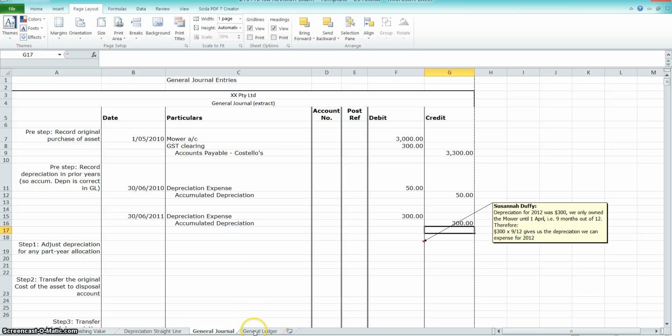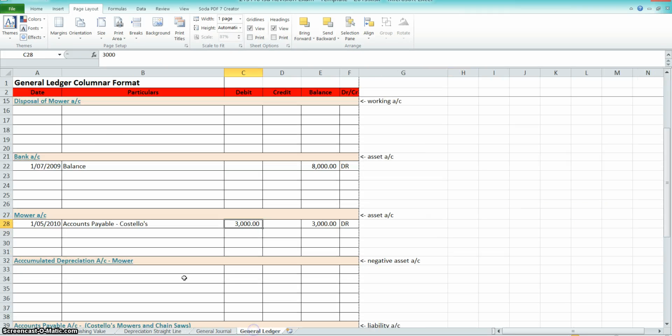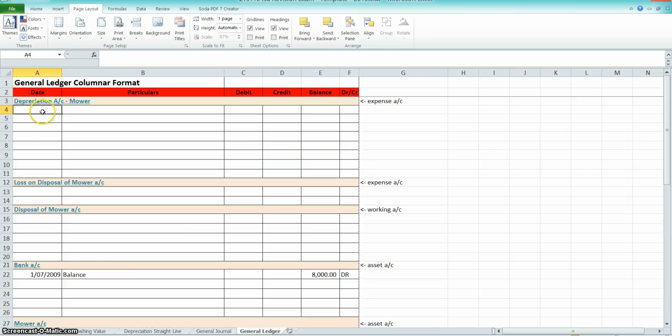Now we've got to post those into the ledger, obviously. So we will have in our depreciation account on the 30th of the 6th, 2010, we will have depreciation $50, which will give us a $50 balance.